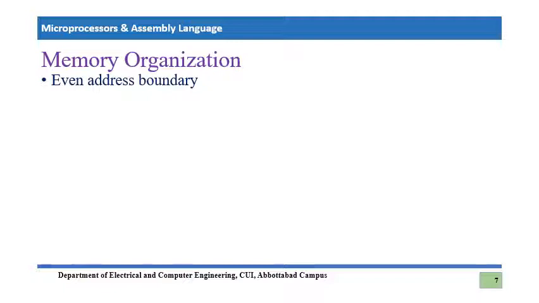How one can identify the address is even or odd? In binary, it's quite easy, and one can easily identify just by inspecting the last bit of an address. If the last bit of an address is 0, then it will be considered as even address. And if the last bit of that address is 1, then the address will be considered as odd. So if the least significant bit of address is 0, then of course we are talking about even address boundary.